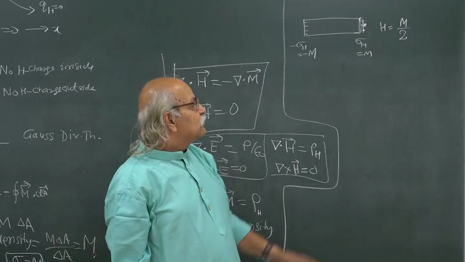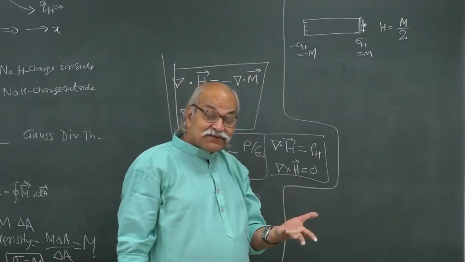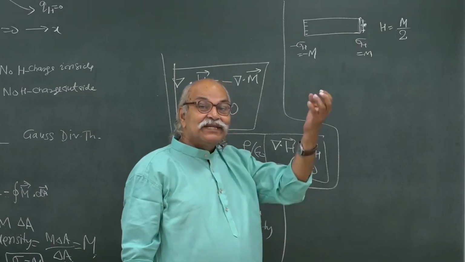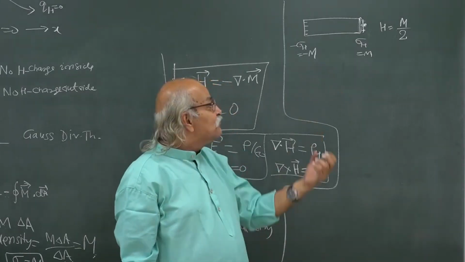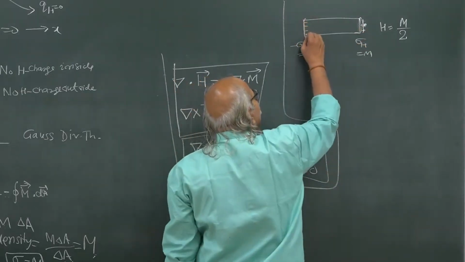Okay. So sigma by 2 epsilon naught. In the electrostatic case, epsilon naught we have to forget or put 1. So it will be sigma by 2. So m by 2, that is because of this. And how much is the H field because of this?